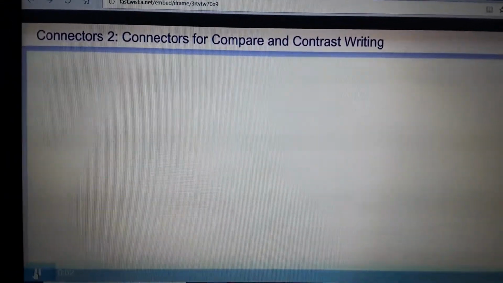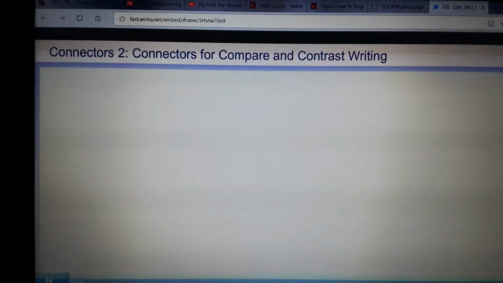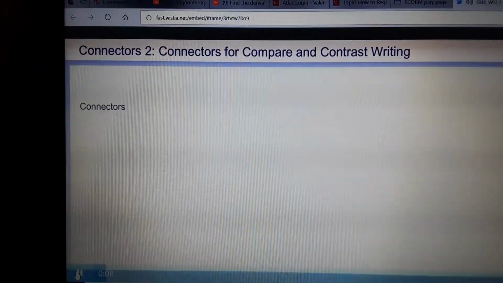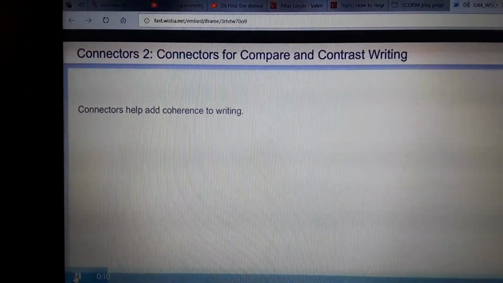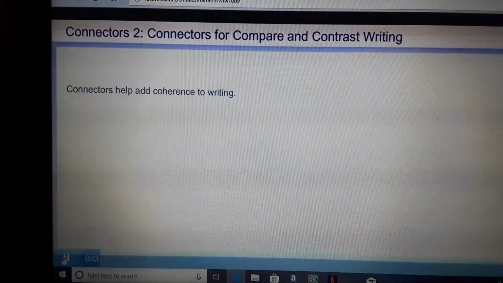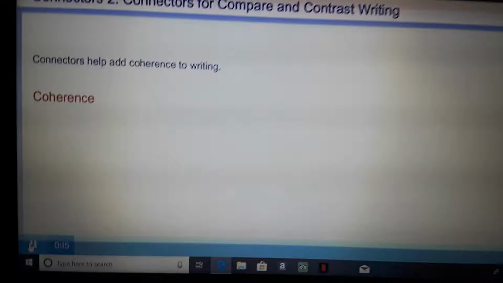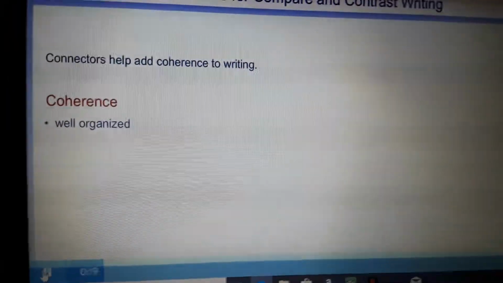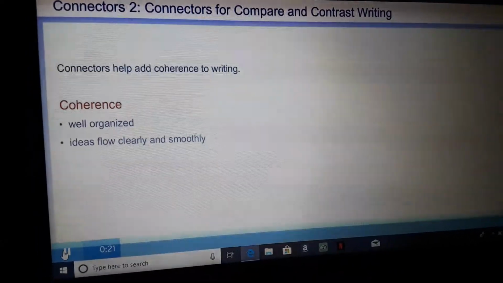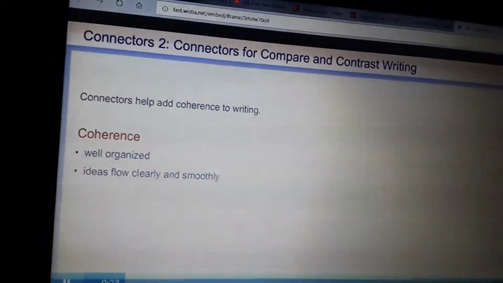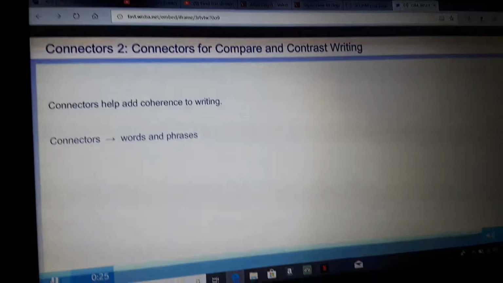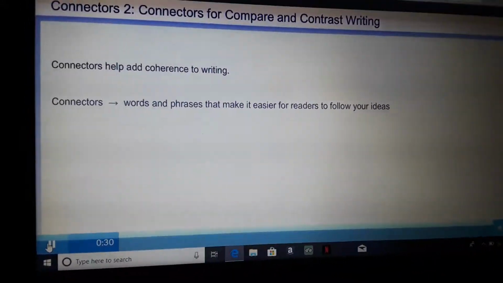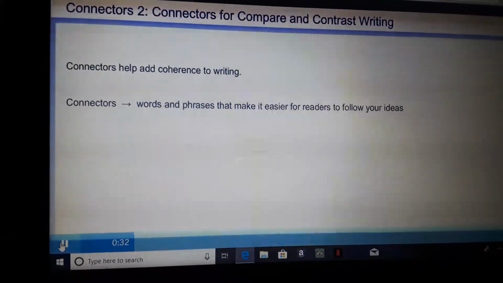Connectors 2. Connectors for compare and contrast writing. Connectors can help add coherence to your writing. Remember, writing that has coherence is well organized and the ideas flow clearly and smoothly. Connectors are words and phrases that make it easier for readers to follow your ideas.